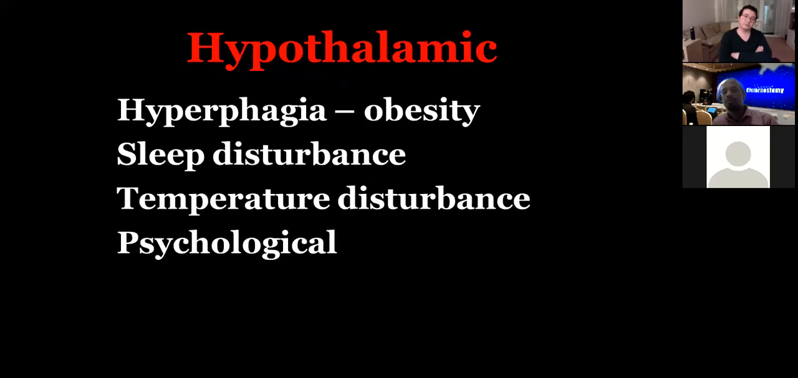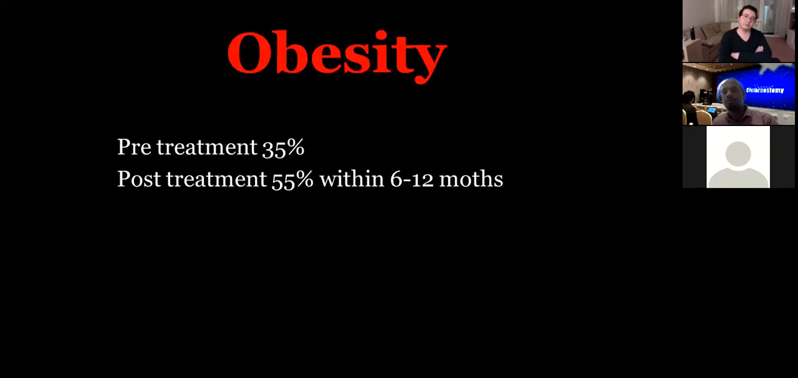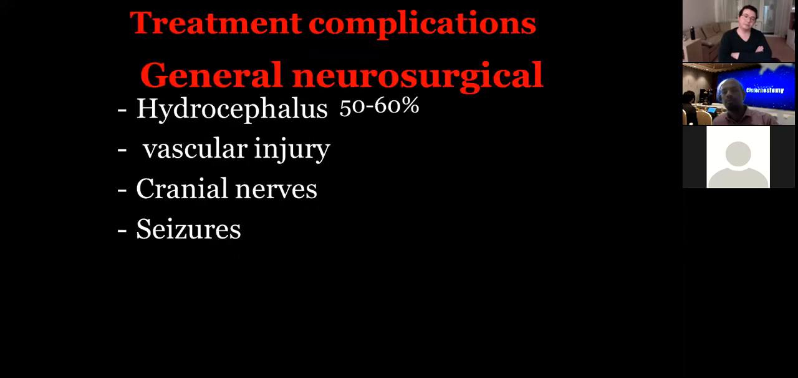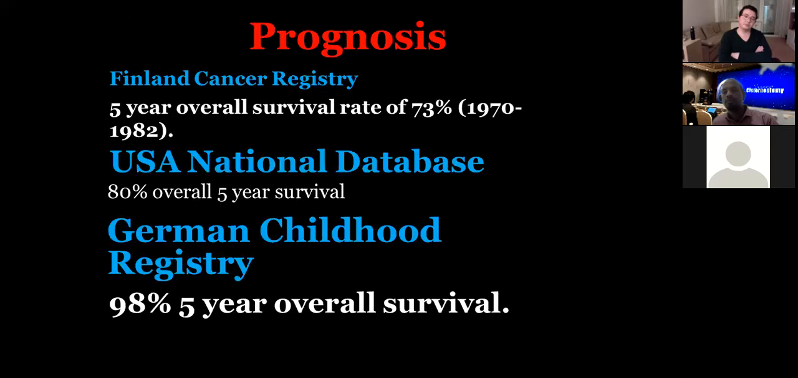Hypothalamus, obesity: they eat much, so they gain weight. They don't sleep well. Temperature either rises or falls, and there are psychological effects. Obesity, in particular, before treatment is 35, and after treatment 55. Vigil, before treatment 50, 80, 30, 60, after treatment. And they can develop hypoplasia in 50 to 60% of cases.